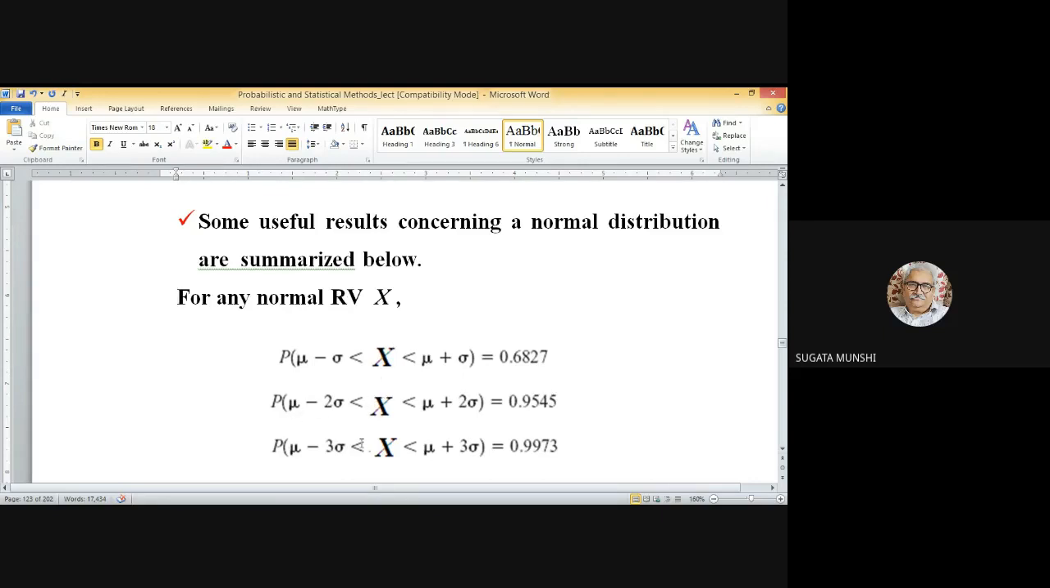The probability of capital X lying in the range mu minus 2 sigma to mu plus 2 sigma is 0.9545, and the probability of capital X lying in the range mu minus 3 sigma to mu plus 3 sigma is 0.9973, almost close to 1.